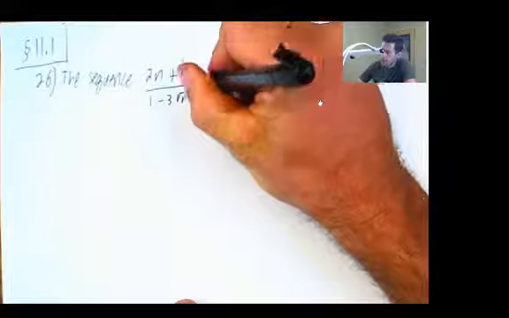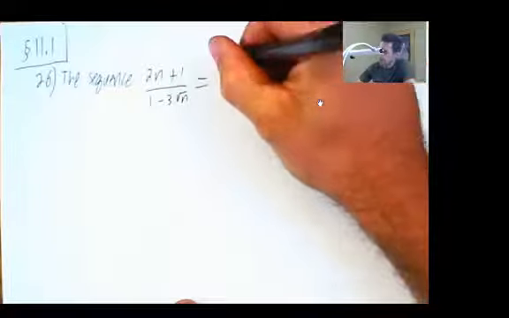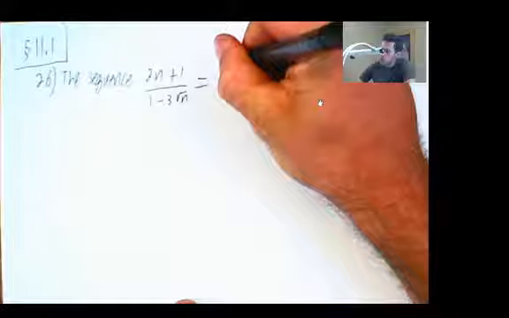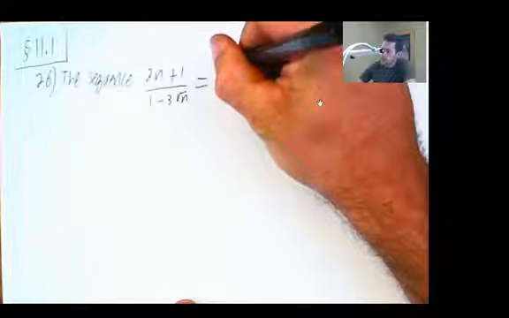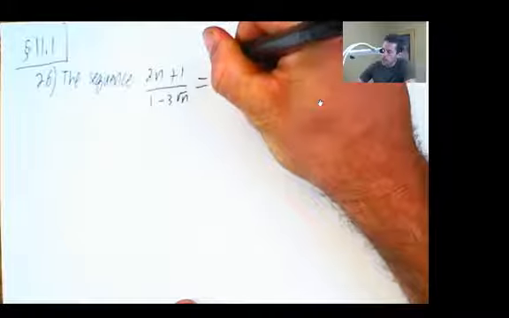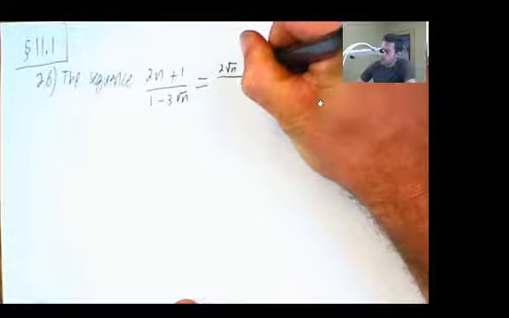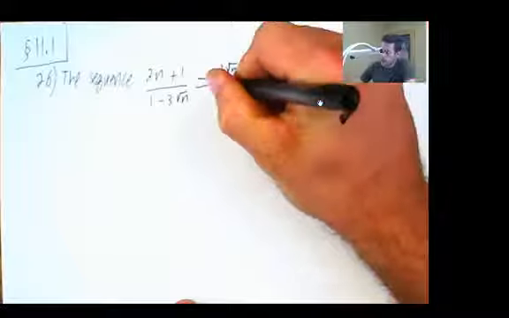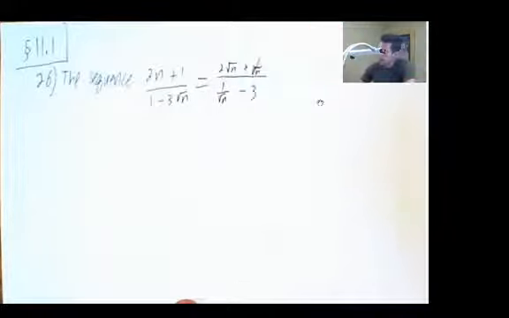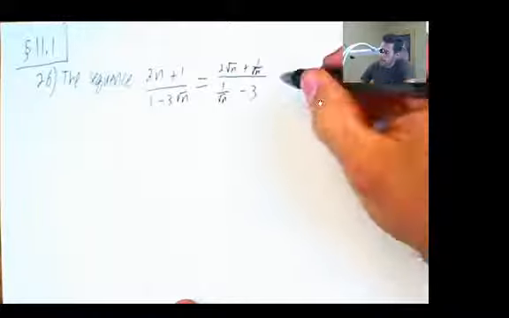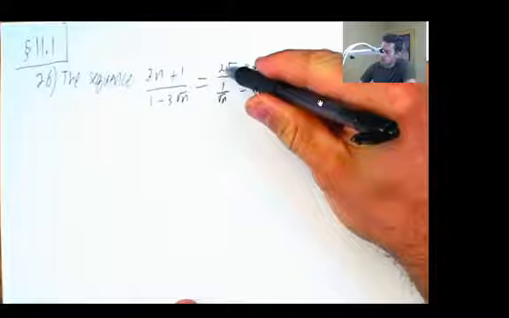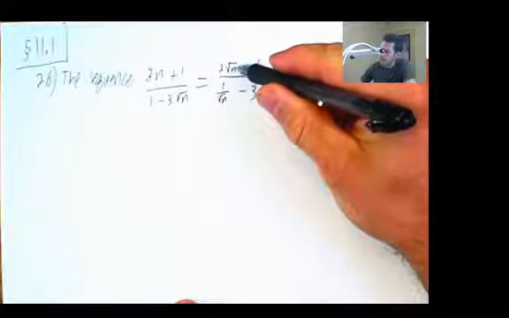Okay, I'm going to first examine this by doing the usual thing of dividing by the square root of n. That will leave me with 2 times the square root of n plus 1 over the square root of n, and downstairs 1 over the square root of n minus 3. As n becomes very, very large, this term will go to 0, and I'll be left with the 2 square root of n up there.